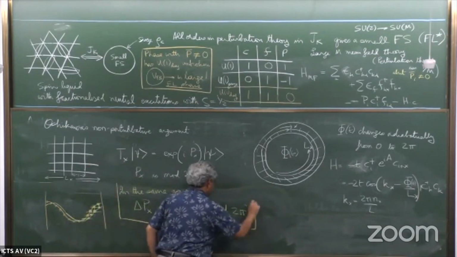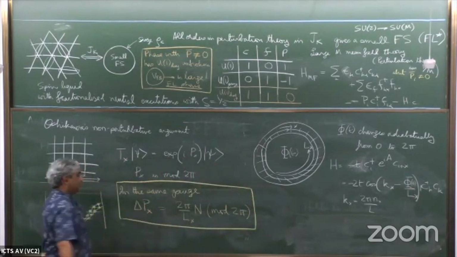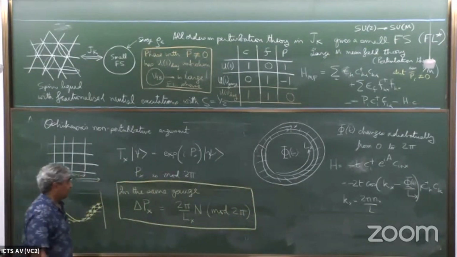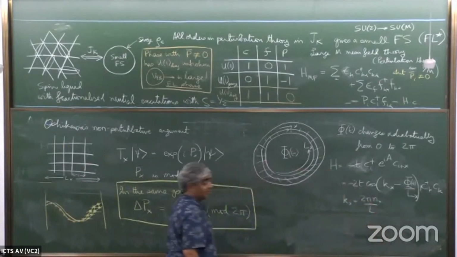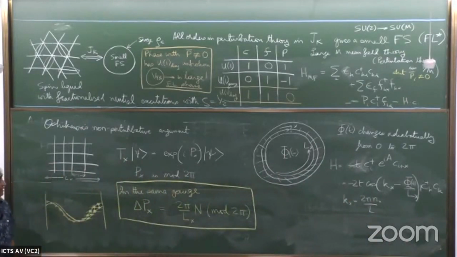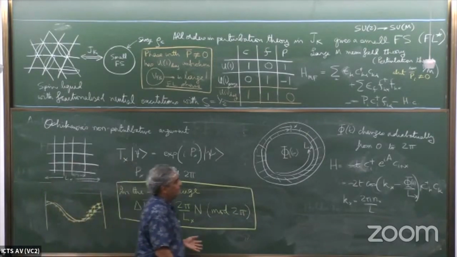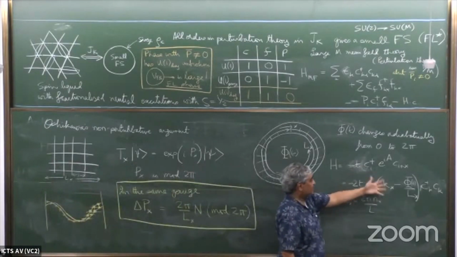So this is a completely rigorous argument with no assumptions whatsoever. It's just a question of looking at the commutation relations of the Hamiltonian with the translation operator in the presence of a flux. That's worked out in more detail in the notes. But the argument is very simple. You can just see it right here.